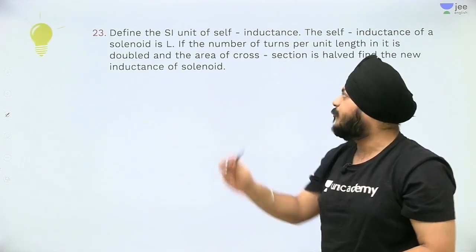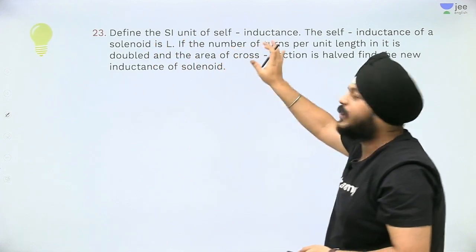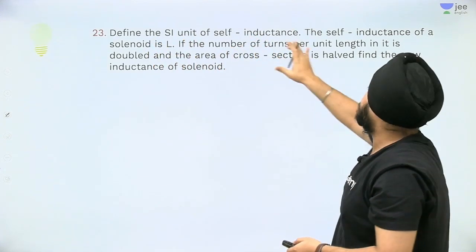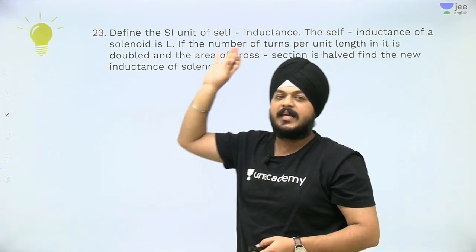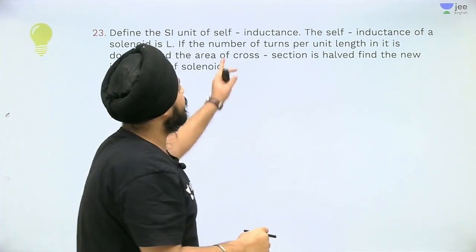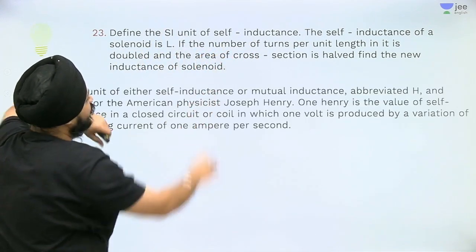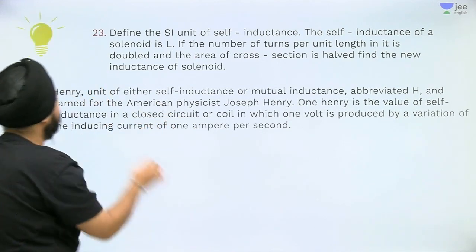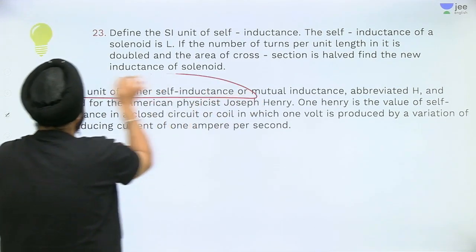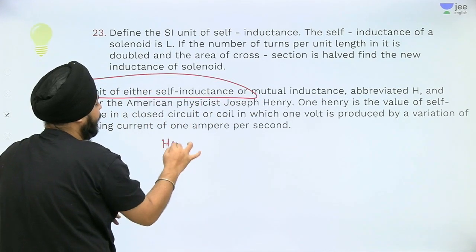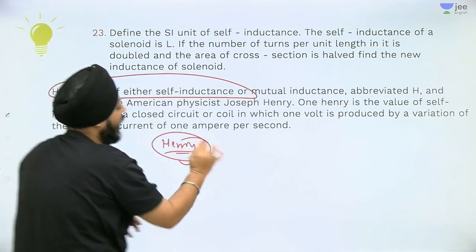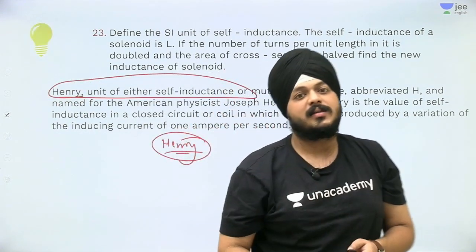So moving forward to the question: define the SI unit of the self-inductance. The self-inductance of a solenoid is L. First of all, we will define the SI unit of the self-inductance. It is very simple. The Henry is the SI unit of the self-inductance, and it is named after a scientist.